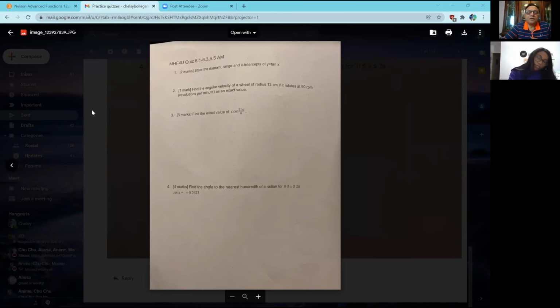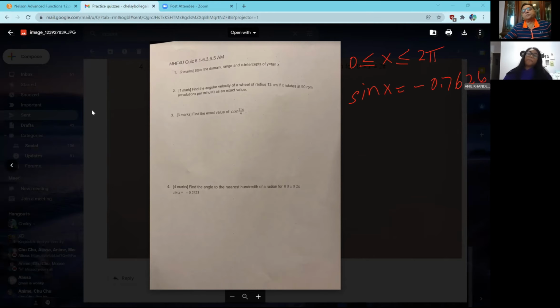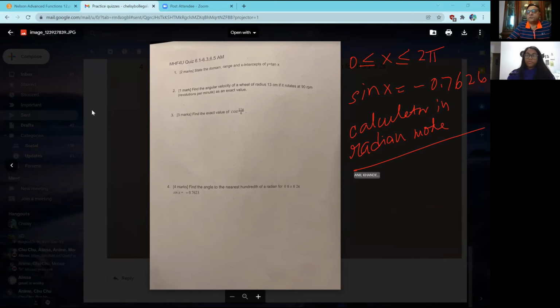Question number 4. Can you please read the question? Find the angle to the nearest hundredth of a radian for x greater than or equal to 0 and less than or equal to 2 pi, where sine x equals negative 0.7623. So you have to use the calculator in radian mode, right? Just change that to calculator in radian mode. That is very important.